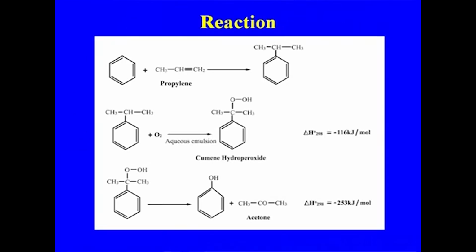This is the reaction taking place in phenol manufacture: benzene and propylene are reacted, and then you get cumene hydroperoxide, and from the cumene hydroperoxide we finally get phenol and acetone as a byproduct. This is the oxygen in the aqueous solution. The cumene hydroperoxide is formed, and from the cumene hydroperoxide we get phenol plus acetone. So this is the process used for the manufacture of phenol.